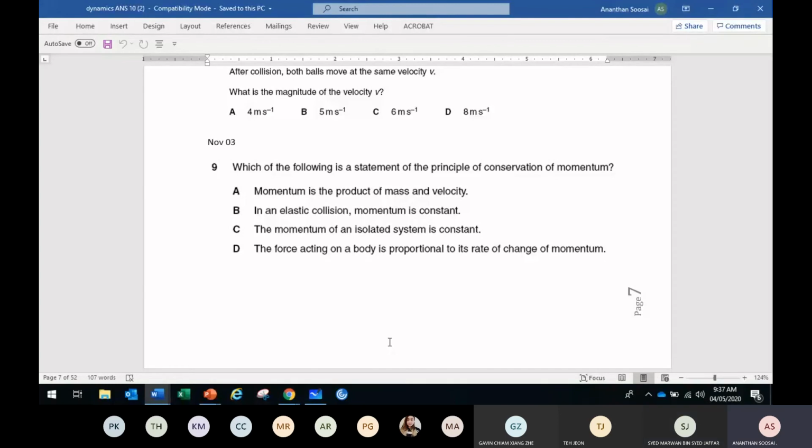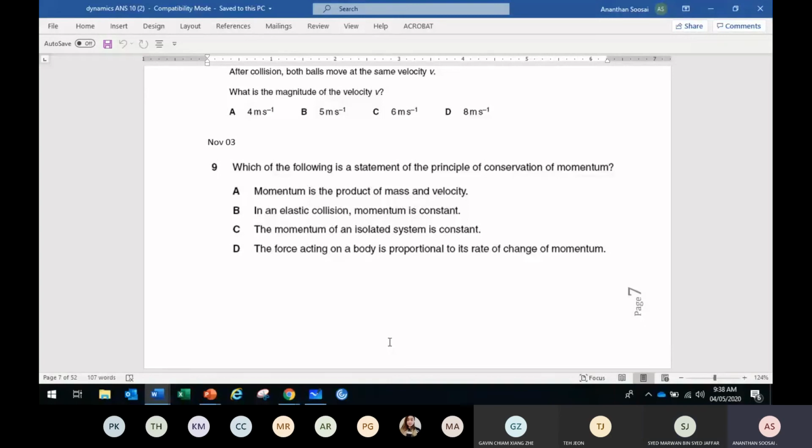A, momentum is a product of mass times velocity. Is that what the principle of conservation of momentum says? Momentum is mass times velocity? No. You said the total momentum before and after is the same. So A is off topic. It has nothing to do with the principle of conservation of momentum. B, in an elastic collision, momentum is conserved. Is it only in elastic collisions? Momentum is conserved for any type of collision, elastic or inelastic or explosion. So B also is never explained by the principle of conservation of momentum. Statement B is correct, but it is not explaining the principle.